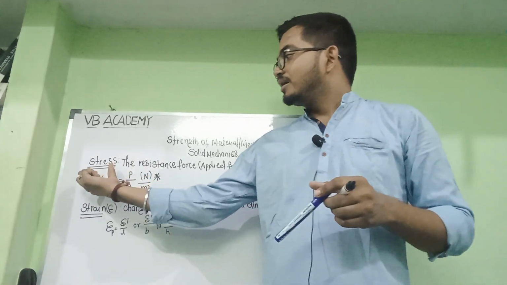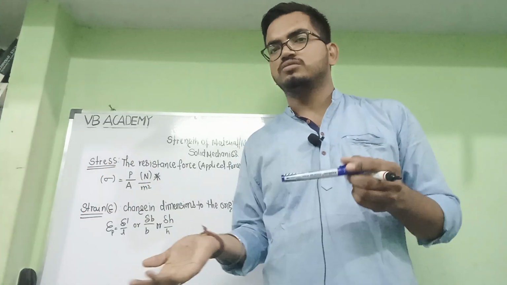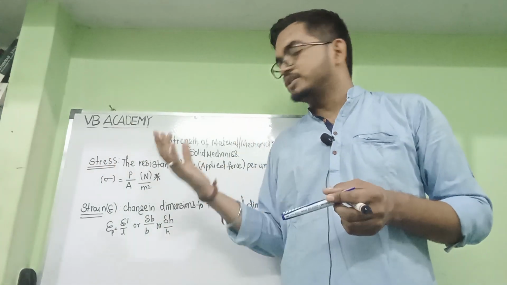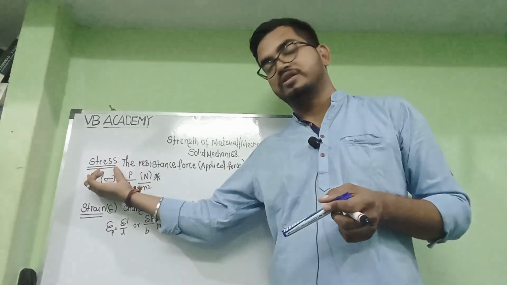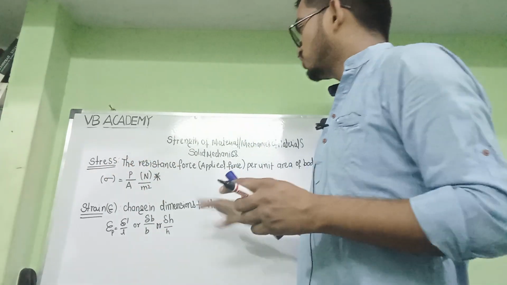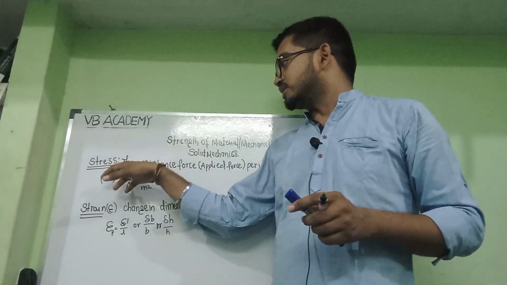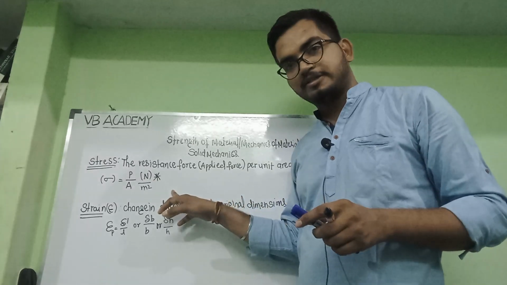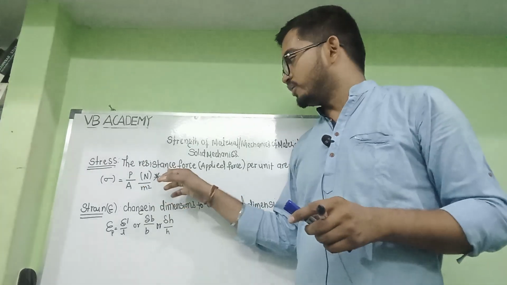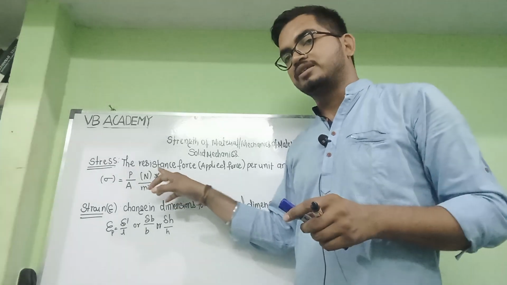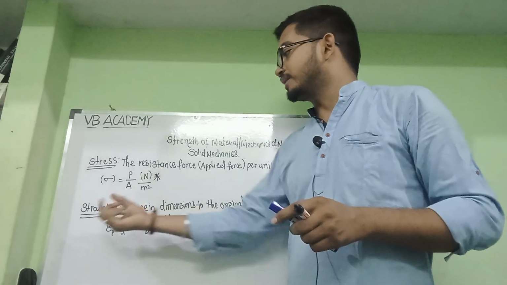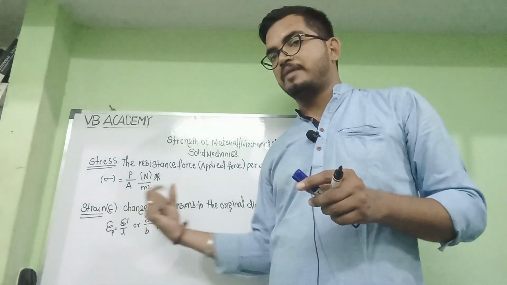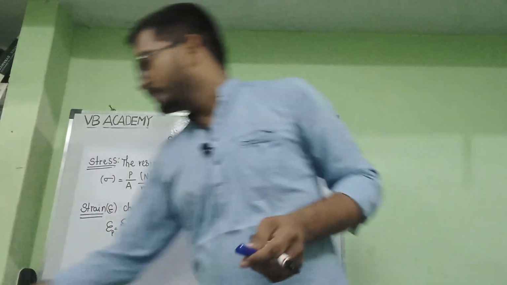Before going to the stress divisions, we will first clarify what is meant by tensile stress, compressive stress, and shear stress. Stress is the resistance force or applied force per unit area, P by A, and the SI unit is newton per meter square. Strain is the change in dimension to the original dimension. This is the primary strain. Clear?